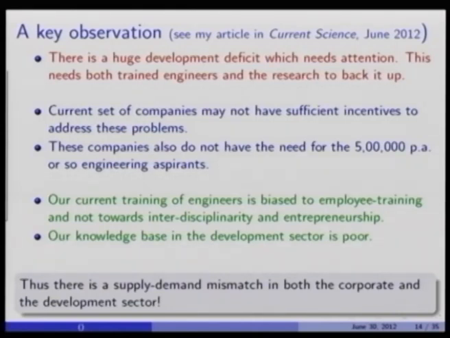These companies also do not have the need for 5 lakh engineering aspirants every year. 2 or 4% of you are here. But what about the 96%? They're all waiting for the great IT job to come about, right? How many wanted IT jobs in your colleges? You are from various colleges. Is this not true? Largely true.